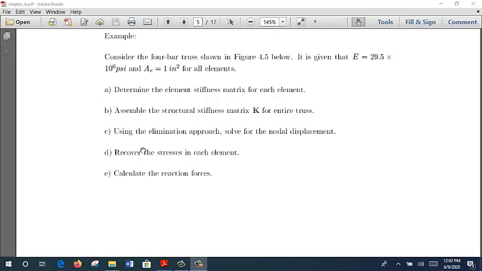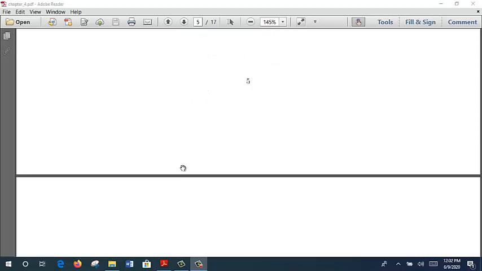So we need to combine it to become a big matrix, and then, using the elimination approach, solve for the nodal displacement, Q, and then D, and recover the stress in each element. You need to find the stress, and then you need to find the forces, which is R.